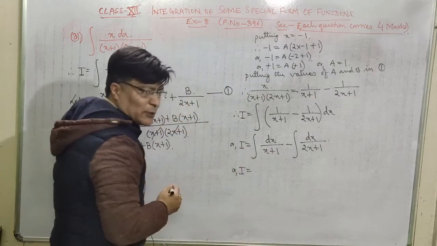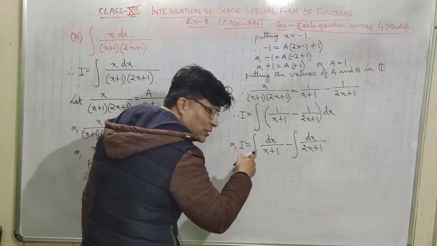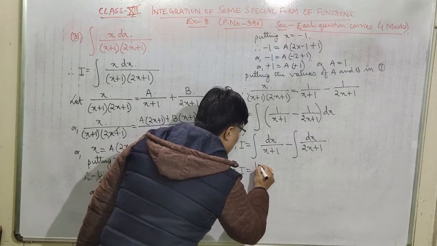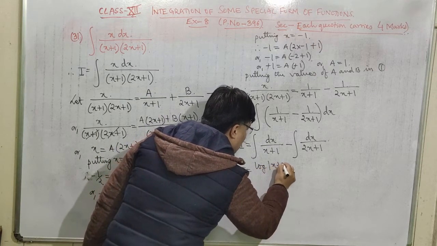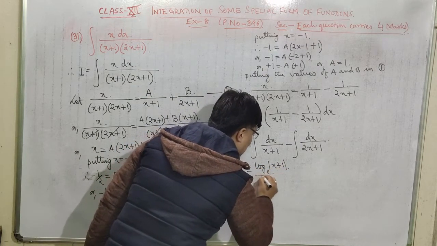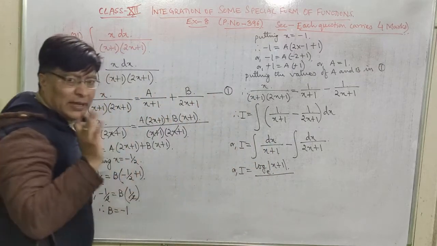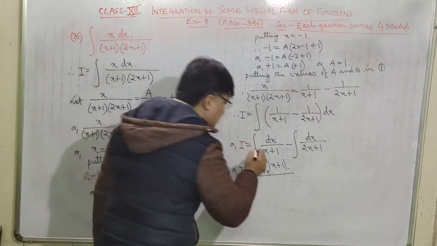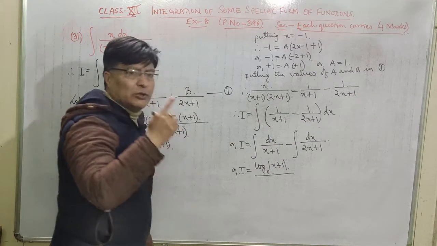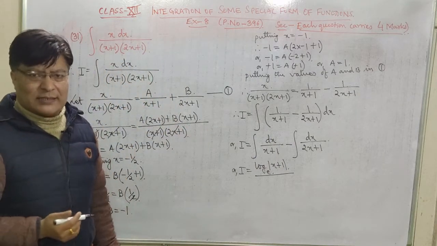So you can assume x plus 1 as x. What is the integration of dx by x? It will be log within mod x plus 1, the base is e, whole divided by... Actually, which function was taken as x? x plus 1. You should differentiate that one. You know that, isn't it?